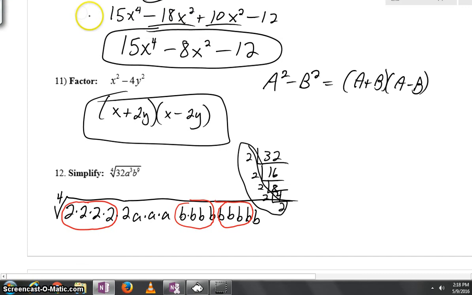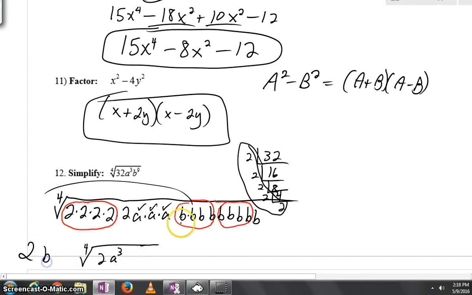We're almost done. What's going to come out? Well, whatever you've circled, you can bring one of those out. Bring out a 2. By the way, we still have a 2 left in here. We have 1, 2, 3 A's, so I'll have a to the 3rd inside. Out comes a B. Out comes another b, and we'll be left with a b inside.